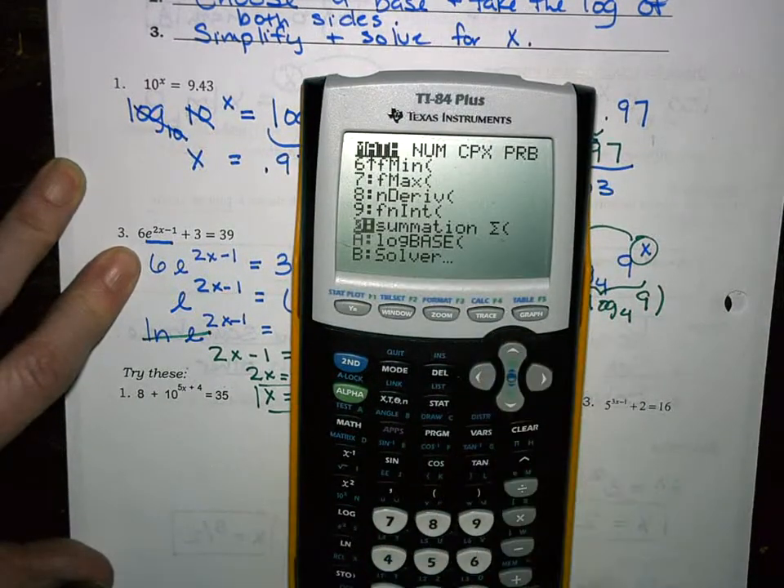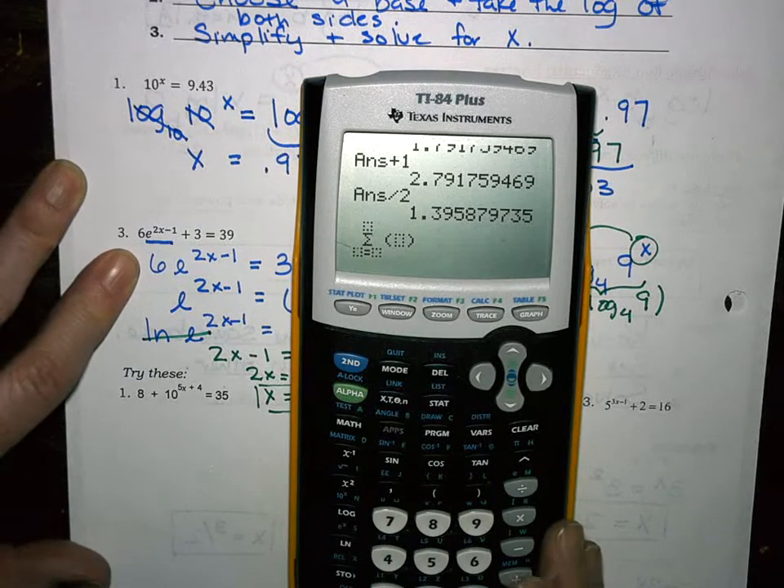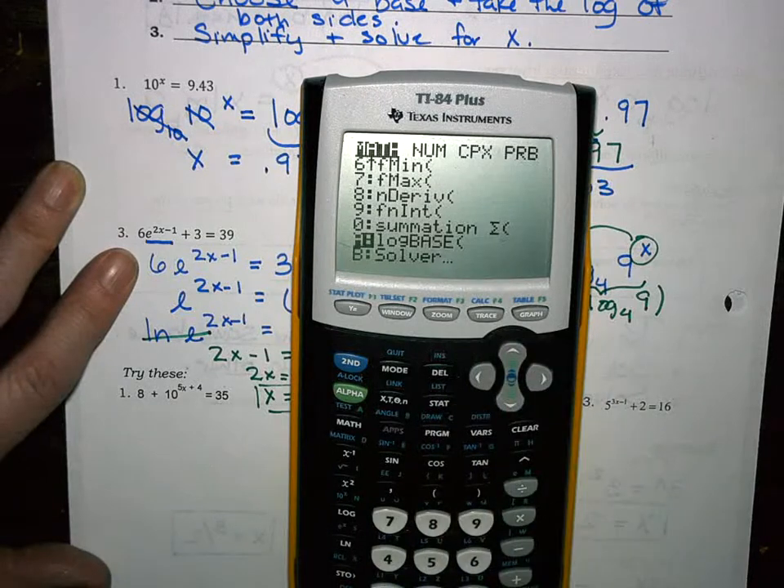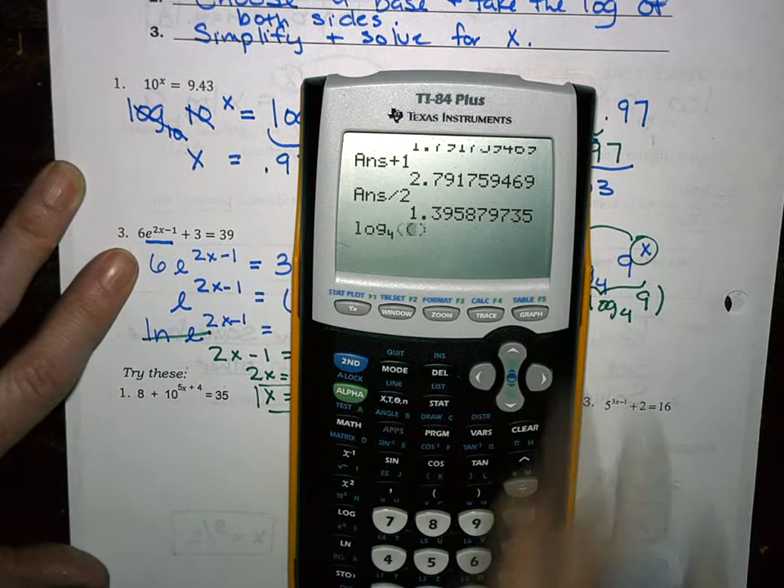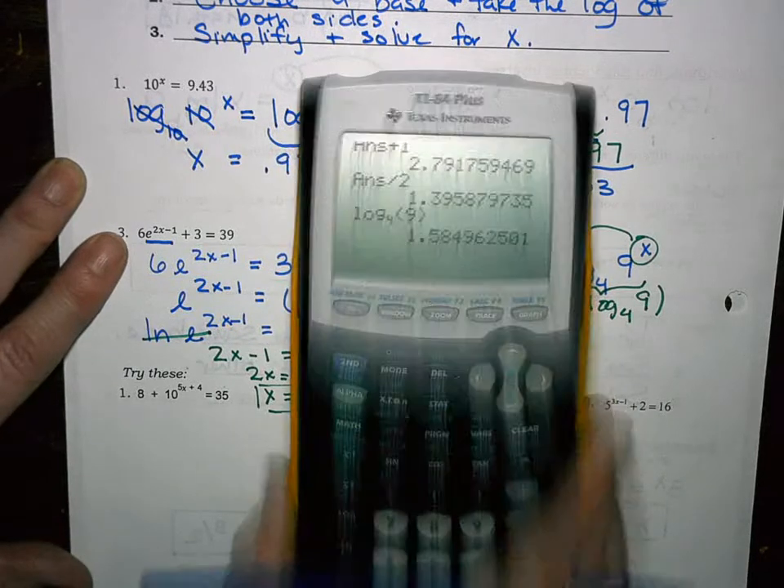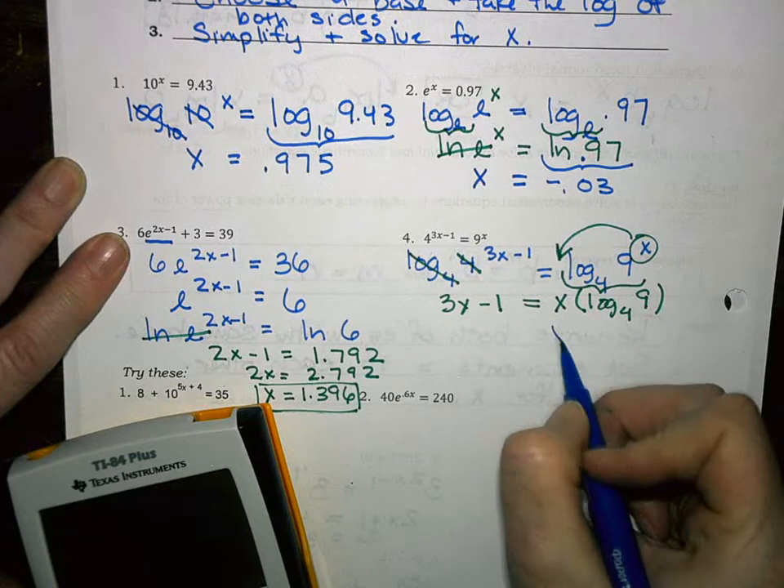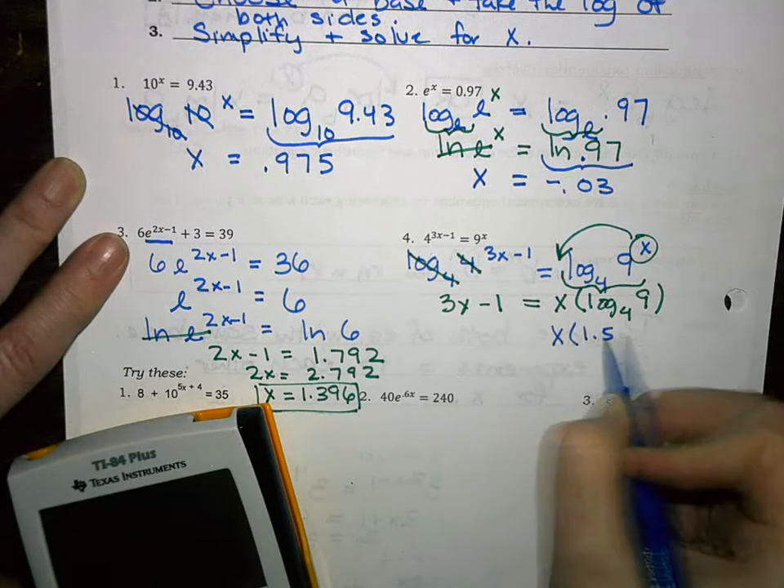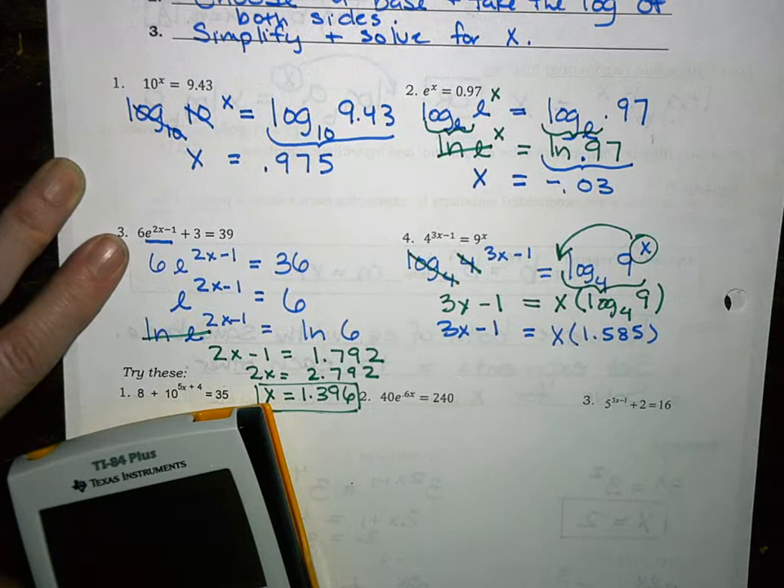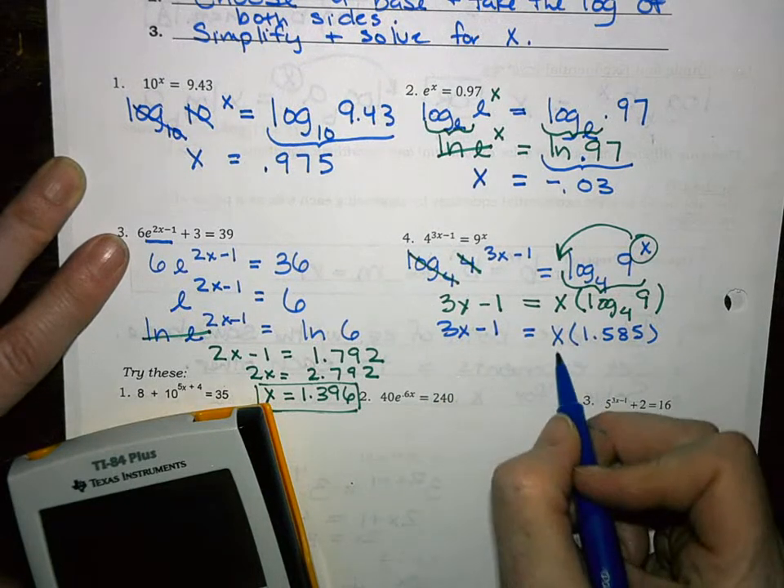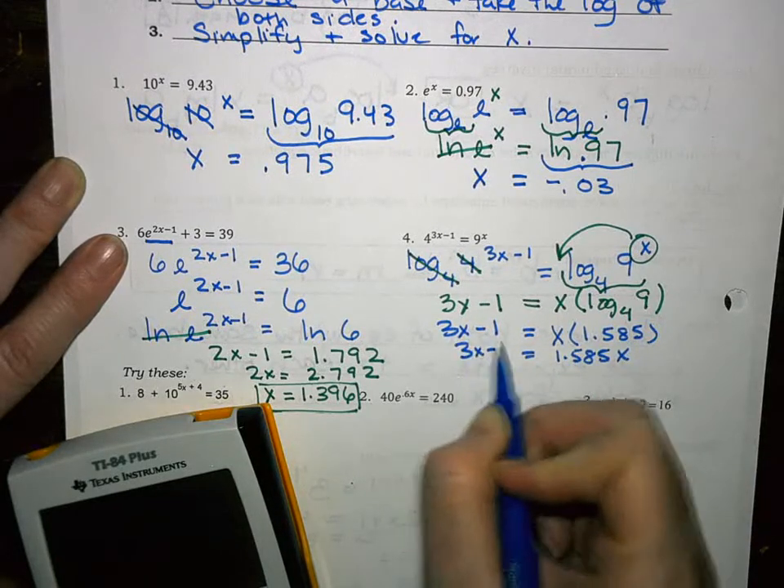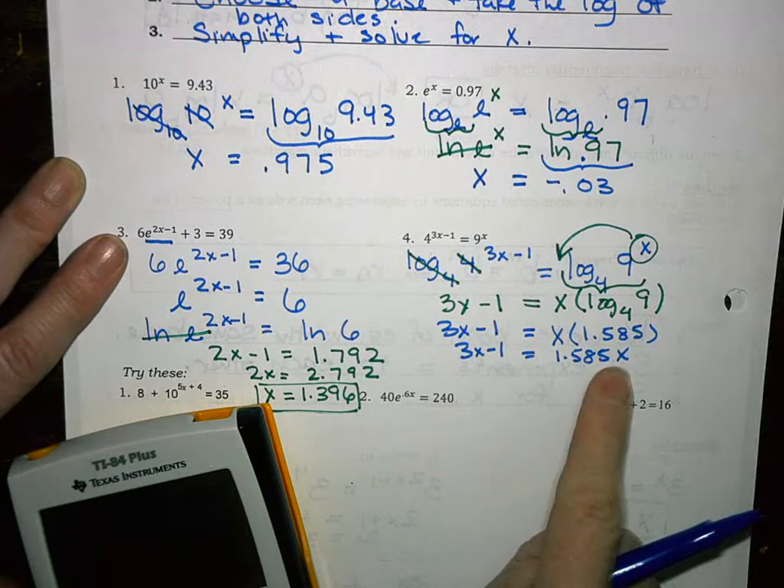Math, go up, okay. The log base 4 of 9 is equal to 1.585. So this is going to be x times 1.585 is equal to 3x minus 1. So now this is really 1.585x, right? Equal to 3x minus 1.